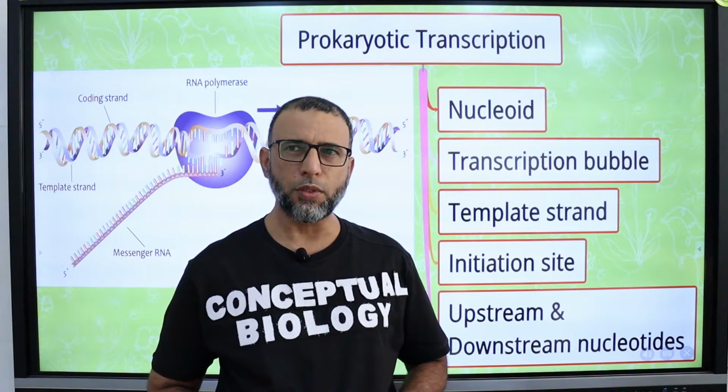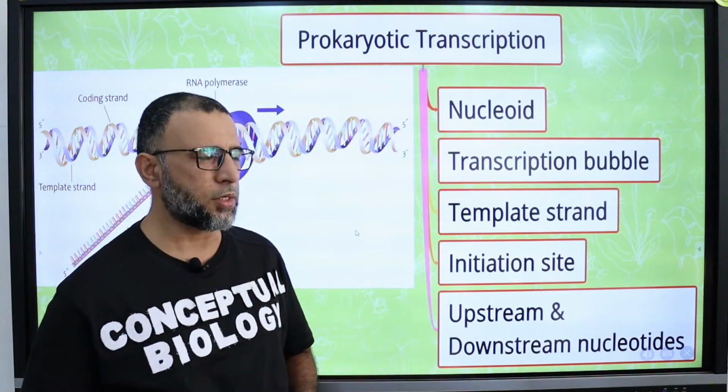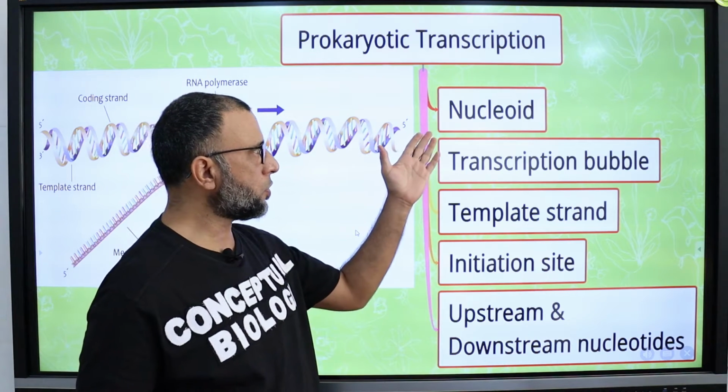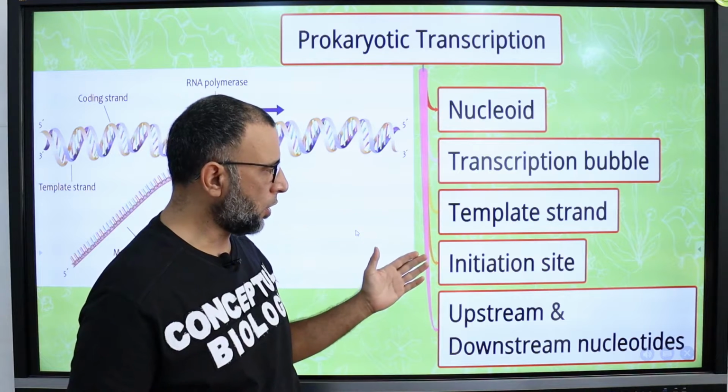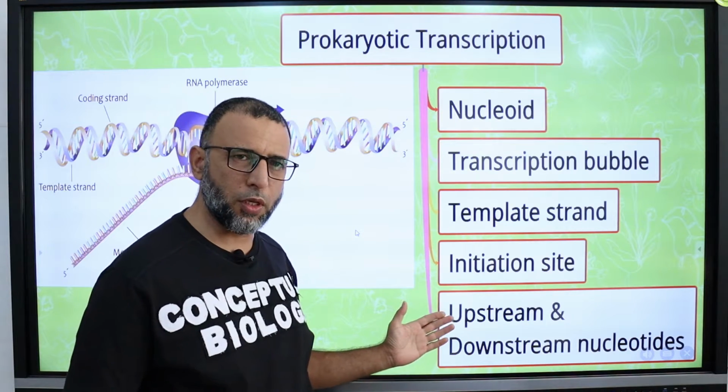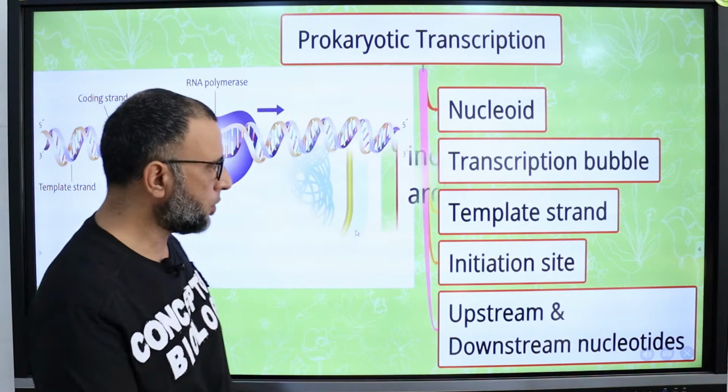Today I am going to discuss part 1 of prokaryotic transcription. It includes nucleoid, transcription bubble, template strand, initiation site, upstream and downstream nucleotides.